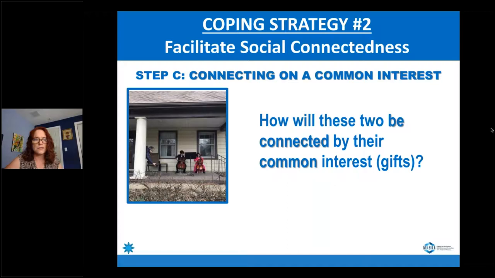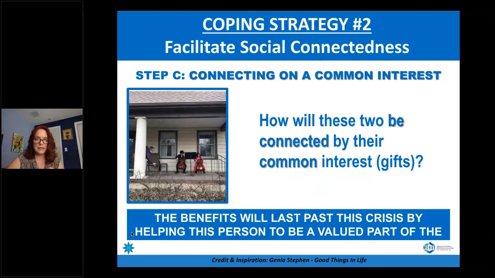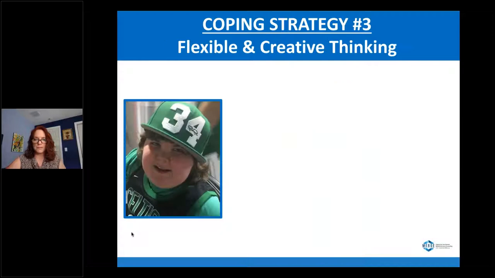So do you see they need to be based on common interests and then trying to help connect one person to another? And once that connection is made, what we see is that the benefits will last past this crisis, right? So you're building blocks on the bottom to start a relationship or a friendship based on these common interests, okay? And then hoping that that turns into relationships where somebody is valued for what they bring to the table, right? So what are their gifts, and those gifts are being valued. All right, fantastic. So we're on to number three.